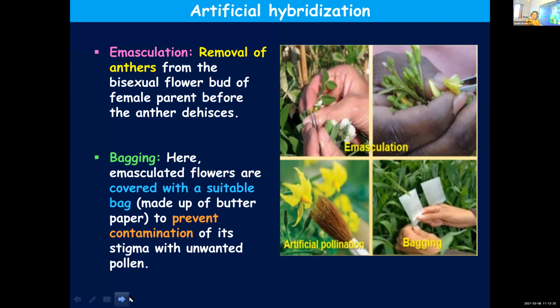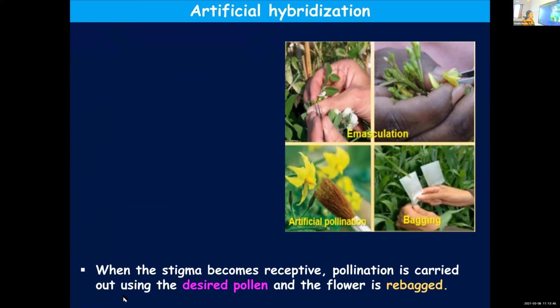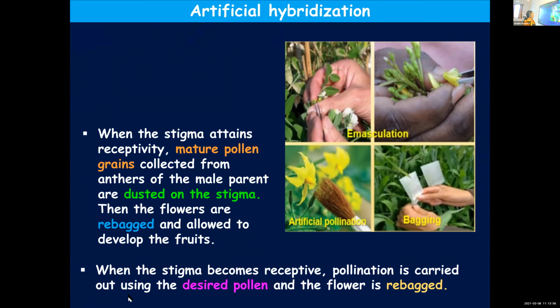So in order to prevent it, as soon as the anthers are removed, we will cover the flower so that the stigma can be protected from unwanted pollen. You call the process as bagging. We cover it with a bag, preferably made out of butter paper. And here in the figure, you can see there are different ways by means of which you can remove the anther. So here in the picture, what you see is using forceps, anther is being removed.